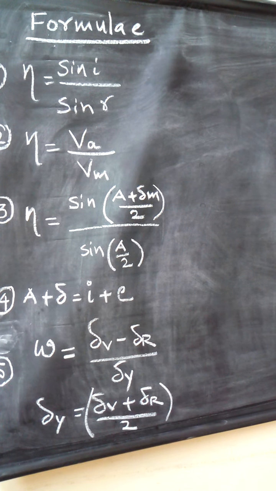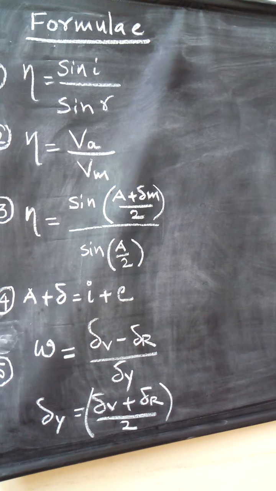Third formula is refractive index of a prism. Eta is equal to sin (A plus delta m) by 2 upon sin A by 2, where A is the angle of the prism and delta m is the angle of minimum deviation. Then fourth formula is A plus delta is equal to I plus E. A is angle of prism, delta angle of minimum deviation, I angle of incidence, and E is the angle of emergence.